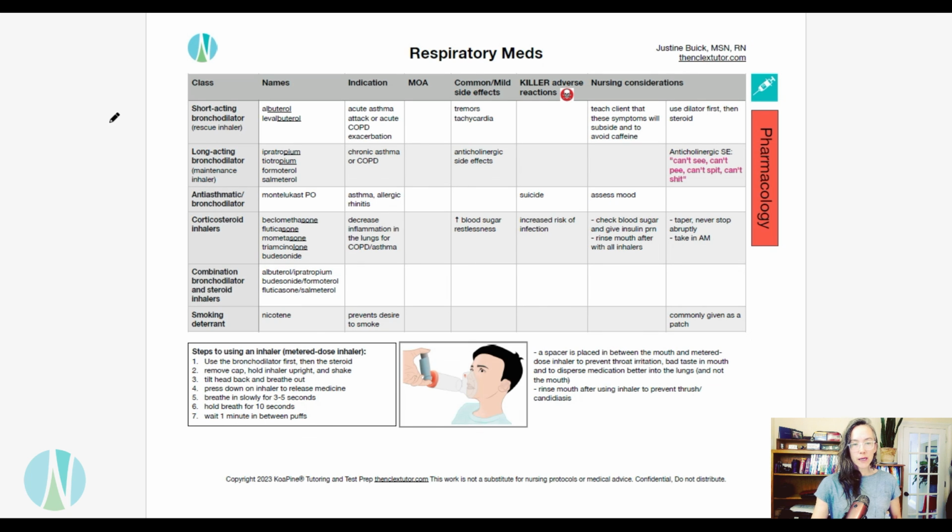And then this is just a quick example of the Nugget Pages with the respiratory meds. You can see the short-acting bronchodilator here with the albuterol, and then some of the steroid inhalers where they end in "-one" or "-lone", and just some basic information about using an inhaler. So it's really straightforward and easy to read with the Nugget Pages.